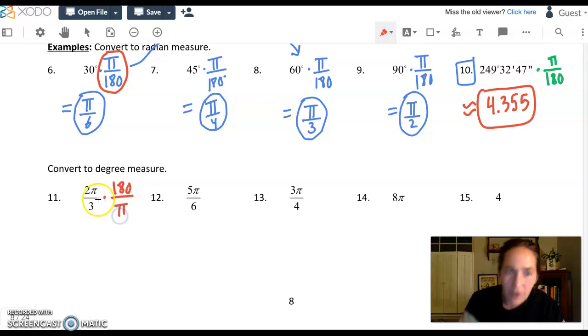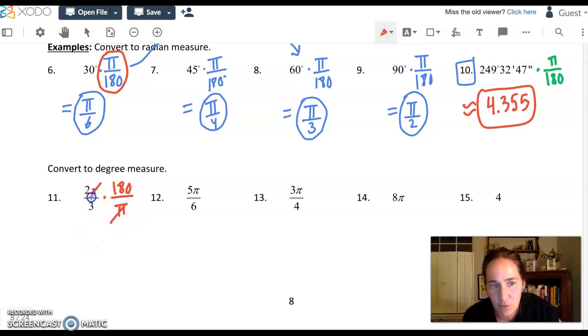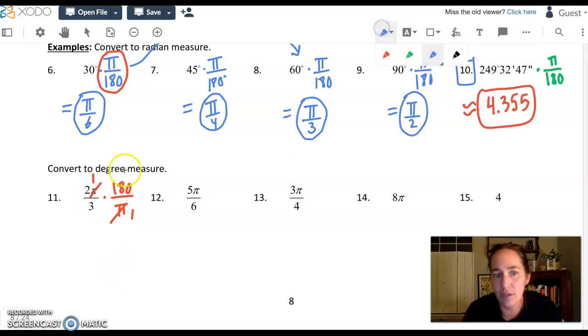A way to remember it: in general, you don't see degree measures too often that are in terms of pi. So a good way to get the pi's to cancel with one another would be to have the pi on the bottom. And then work on your reducing skills. You don't have to reach for a calculator for this one. You could say this denominator goes evenly into that numerator. 3 goes into 180 60 times, leaving me a 2 times a 60.